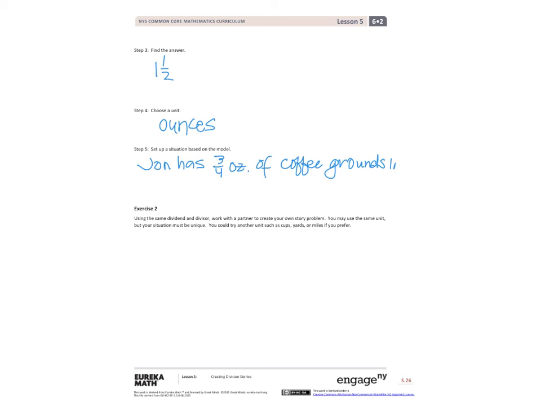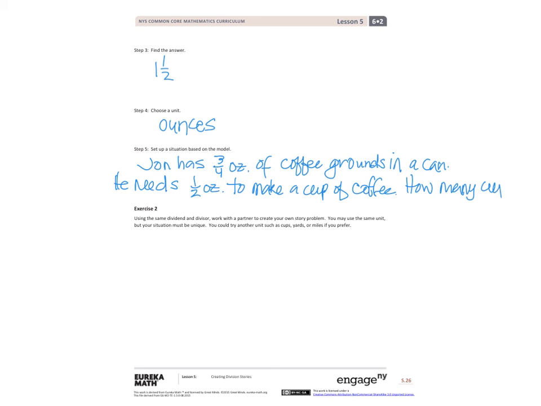in a coffee can, and he needs 1/2 ounces, so I'm going back to the original problem, 1/2 ounces to make a cup of coffee. So how many cups can he make? Okay. So we have the numbers, we figure out the unit, then we can write a story to it.